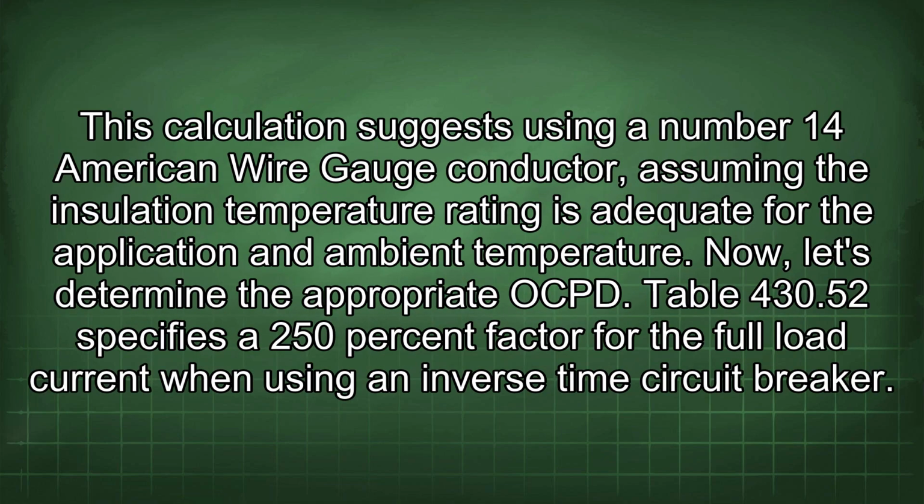This calculation suggests using a number 14 American wire gauge conductor, assuming the insulation temperature rating is adequate for the application and ambient temperature. Now let's determine the appropriate OCPD. Table 430.52 specifies a 250% factor for the full load current when using an inverse time circuit breaker.